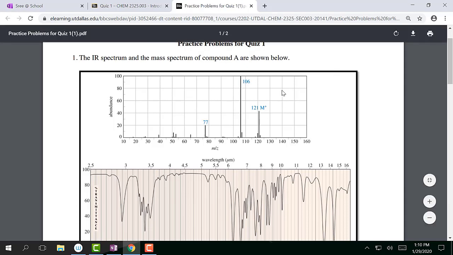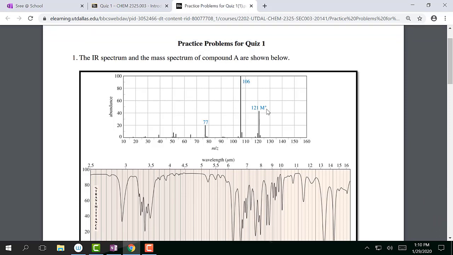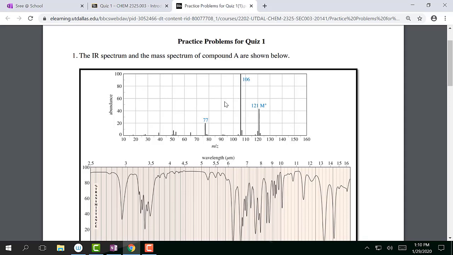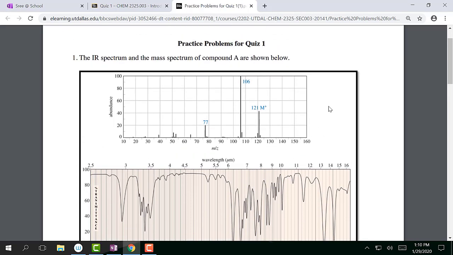So the M plus, the rightmost peak on your mass spec, that's going to be the total mass of compound A. So 121 is the whole value of it. Okay. So 106 and 77, those are your individual fragments. And the first thing you have to do when you get this problem is, there are 2 different things. You can either look at the mass spec or you can look at the IR, and I'll show you different ways.